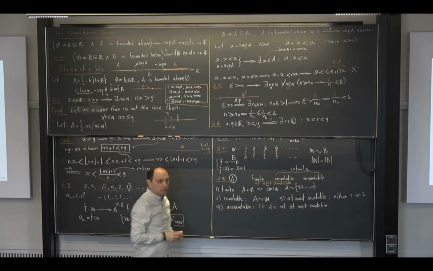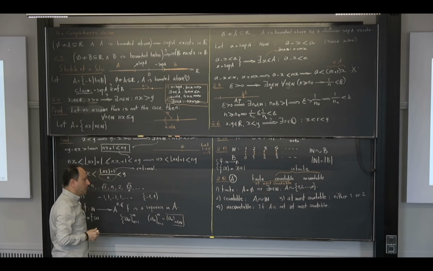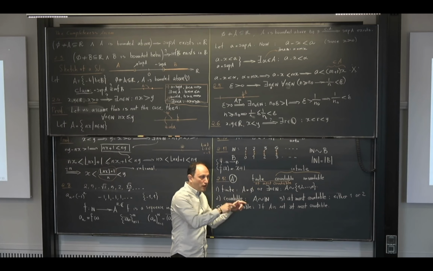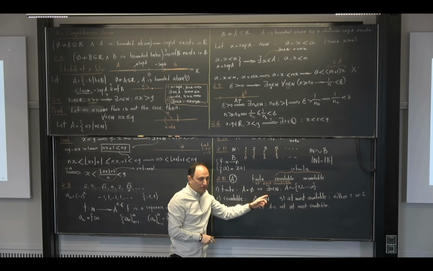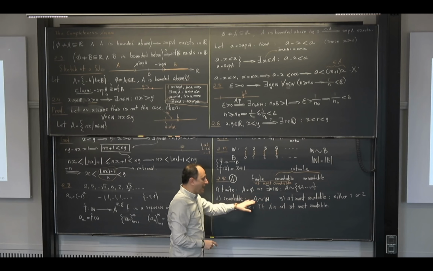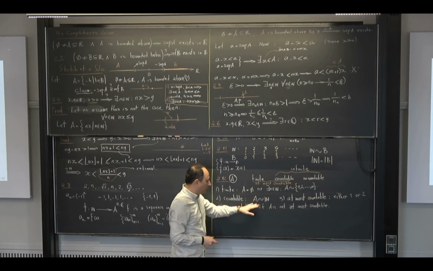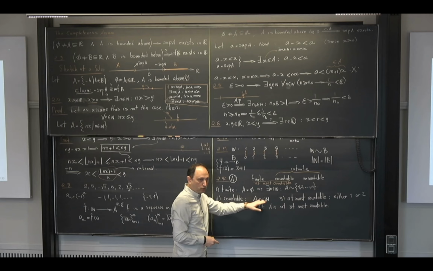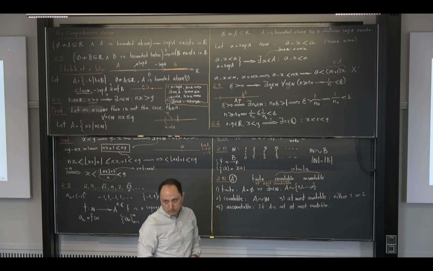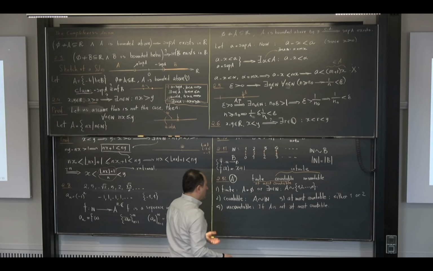Yes? In some books, when they say countable, they mean finite or countable. I'm not using that notation. So whenever I say that I have a countable set in my notes as well, it means there is a one-to-one correspondence between my set and the set of natural numbers. So automatically it means it is infinite. Is that right? These are just definitions.